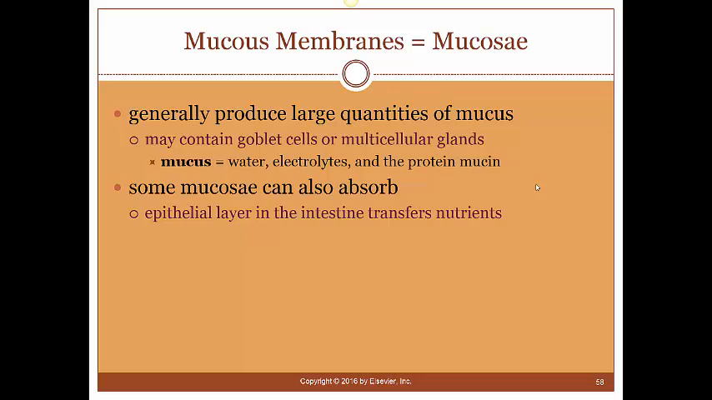Mucosae, or mucous membranes, have the ability to absorb. Like the mucous membranes throughout your lungs absorb oxygen and help to get rid of carbon dioxide, so they can also excrete. Same thing happens in your digestive tract. All of the food that you eat is absorbed across mucous membranes in your small intestine and your large intestine.